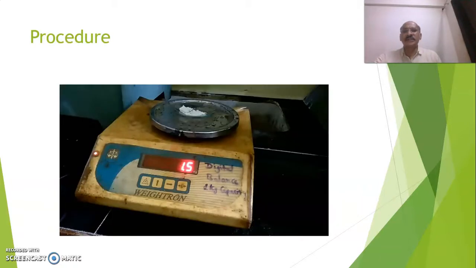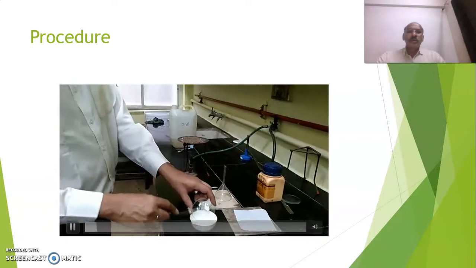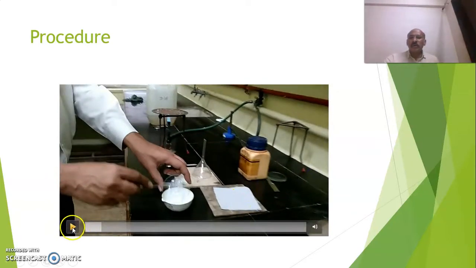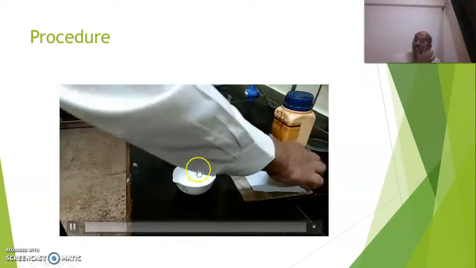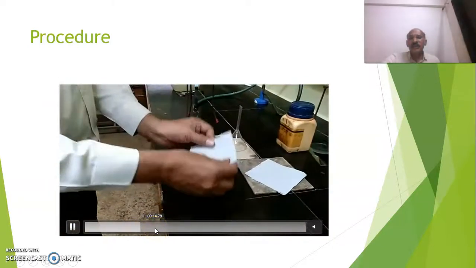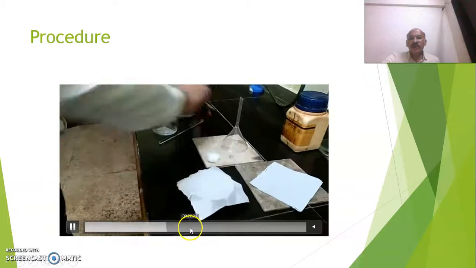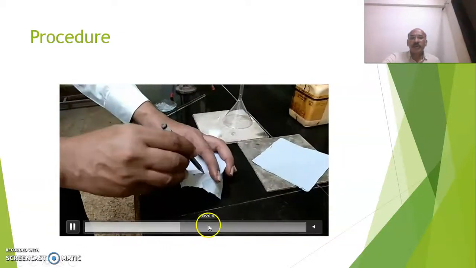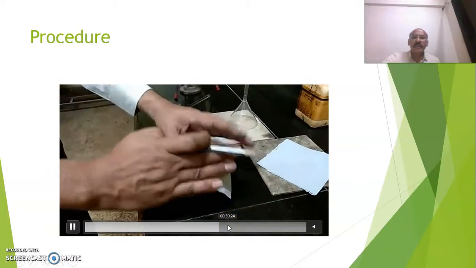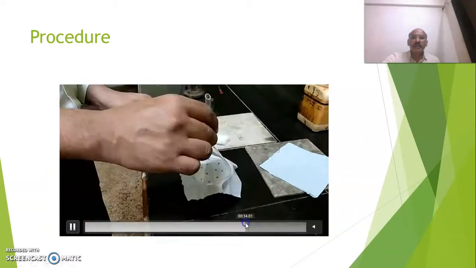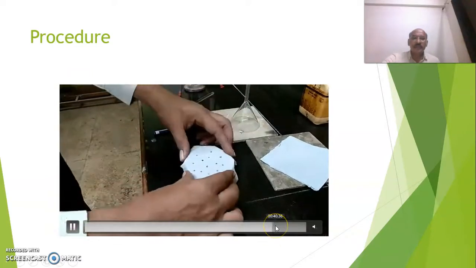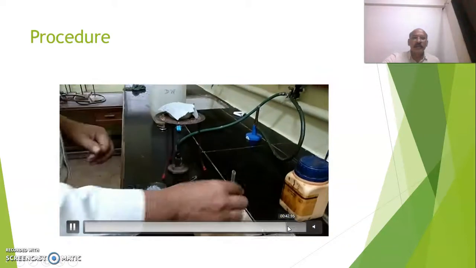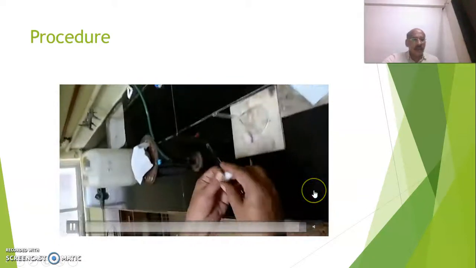Okay, see how to perform this. We have to start with an amount of phthalic acid. We have to take that in an evaporating dish. Cover that evaporating dish with filter paper. Make holes in the filter paper. We have to cover that evaporating dish having filter paper with an inverted funnel, and that we have to heat.